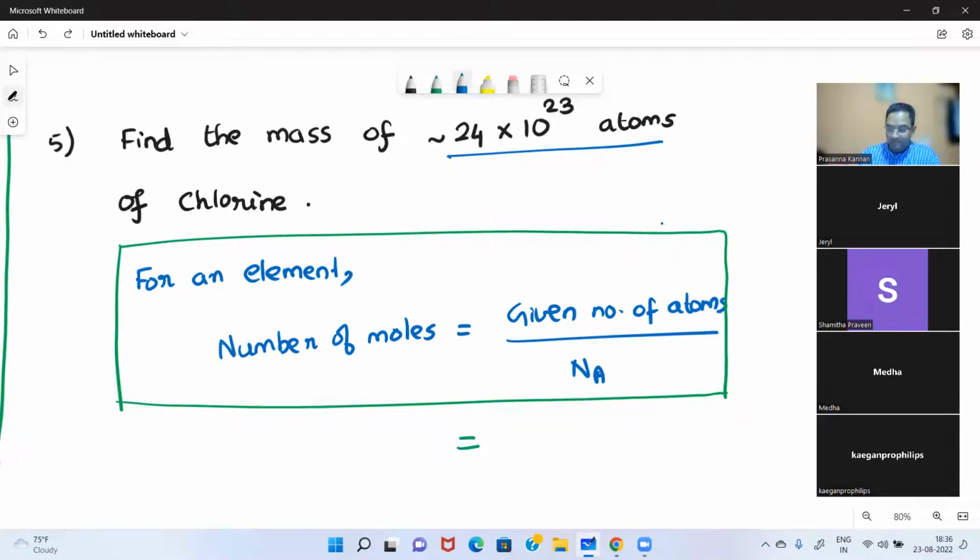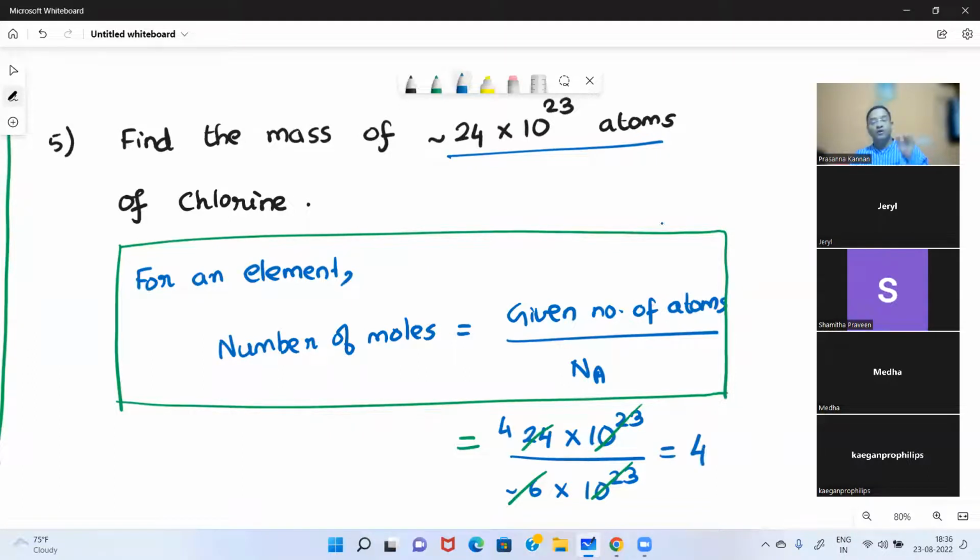So here we have 24 into 10 to the power 23. And what is Avogadro number approximately? 6 into 10 to the power 23. I'm just doing approximation so that we save time, right now, not in your exams. So 4. So how many moles of chlorine atoms are there? 4 moles. So the first part of the question is answered.